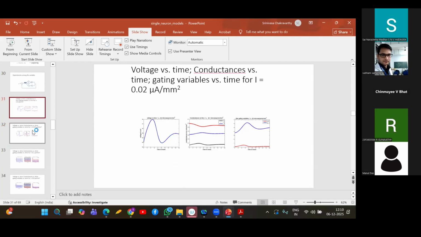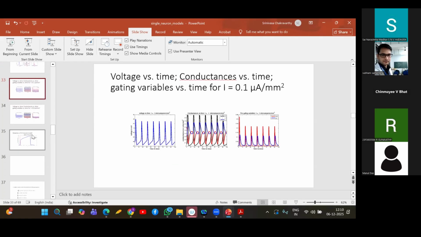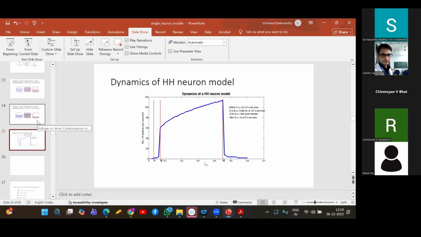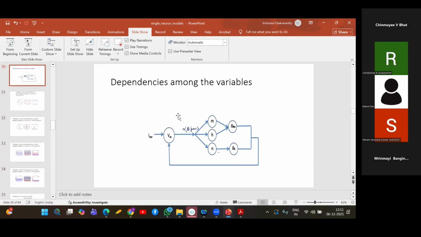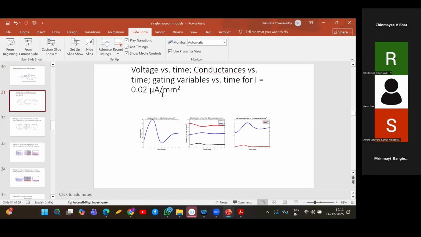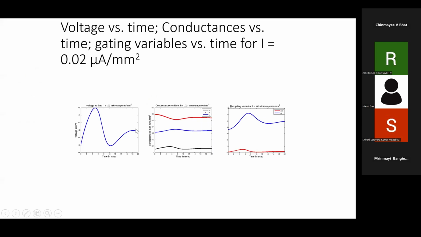Okay, good question. So the input is the current amplitude, in the sense that it's a DC current. It's a constant current. You see that when I say input is 0.02 microamps per mm square, it's a constant current. And in response to that, for these low current values, there is no action potential at all. There's only a small blip, and then it settles down again to -70.